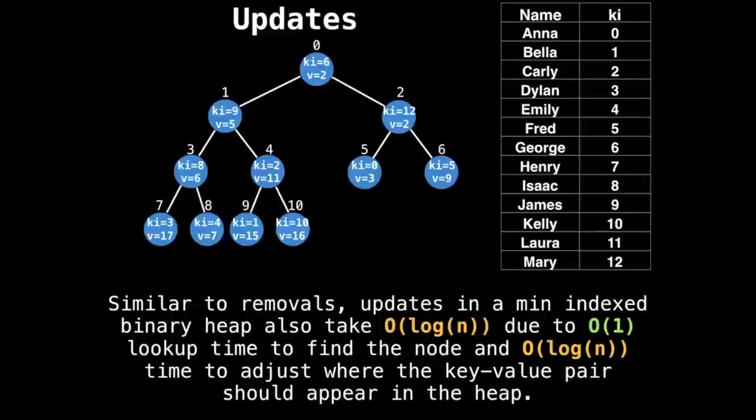The last core operation we want to do on an index priority queue is key value pair updates.